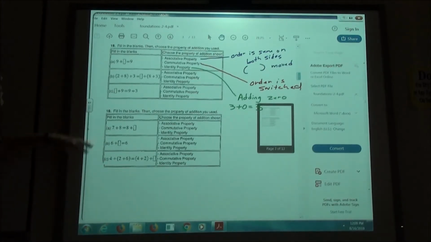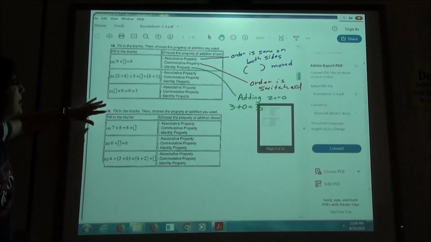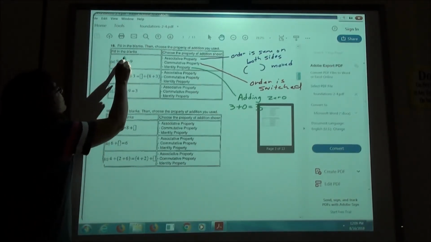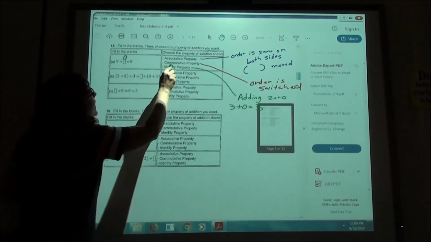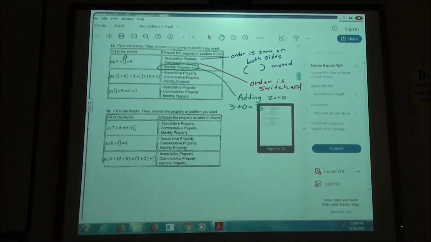I want you to fill in the blanks so you can show the appropriate property. In this case, 9 plus what equals 9? Well, 9 plus 0 equals 9. Then you're going to choose that that's the identity property.